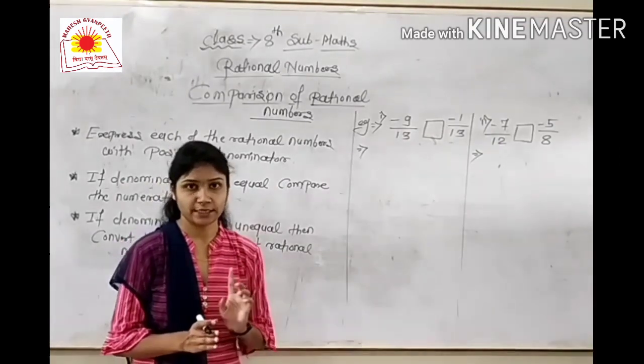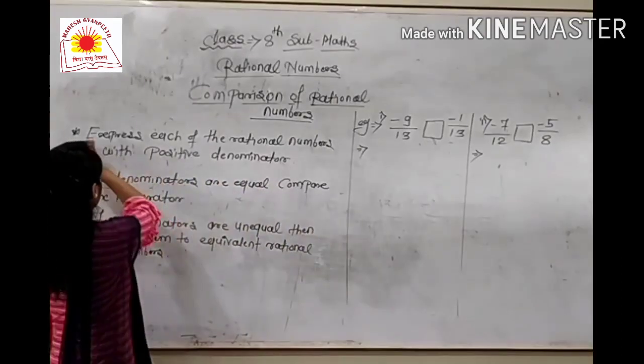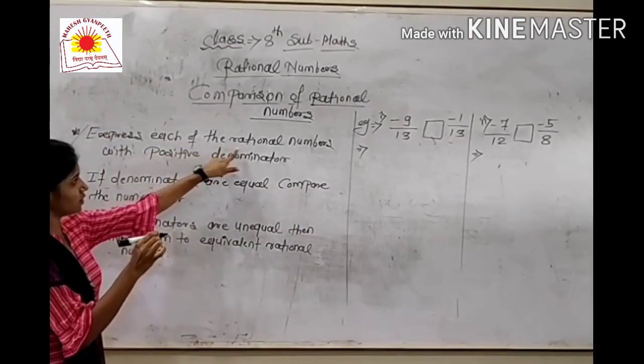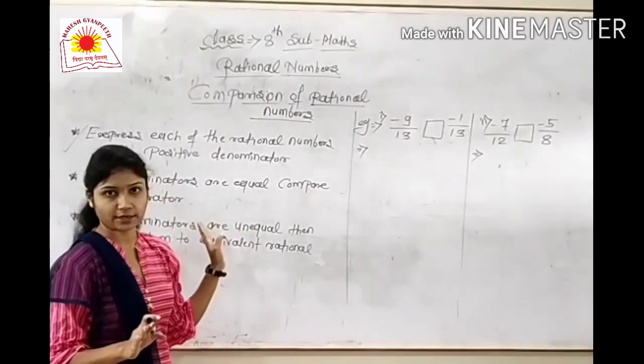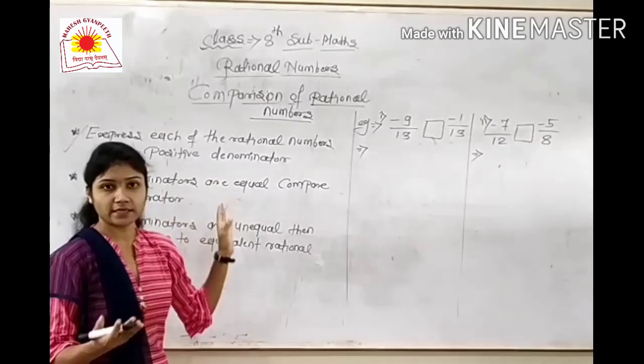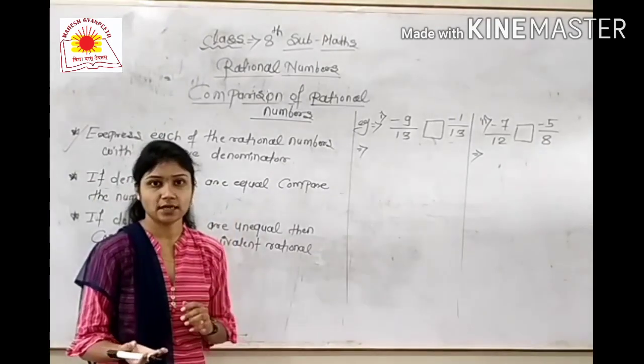Okay, this is the first point, and it is important. Express each of the rational numbers with a positive denominator. What do you want? A positive denominator. Then, when you compare these rational numbers, you can compare them easily.